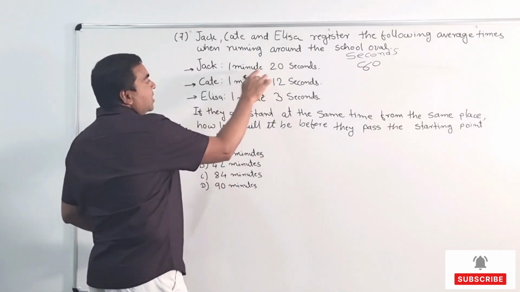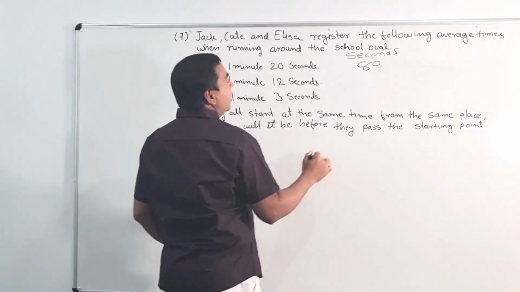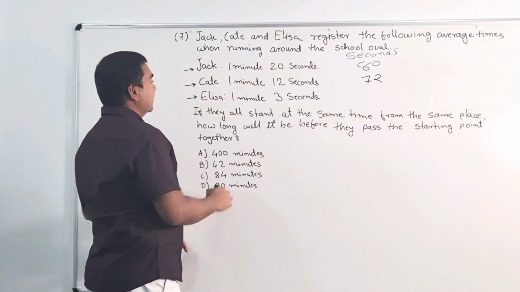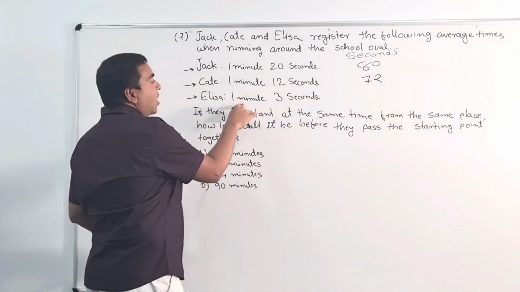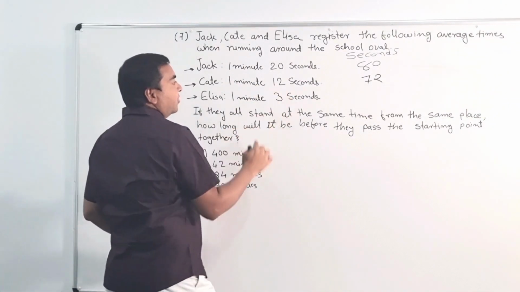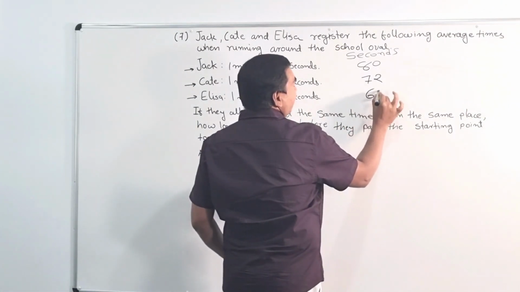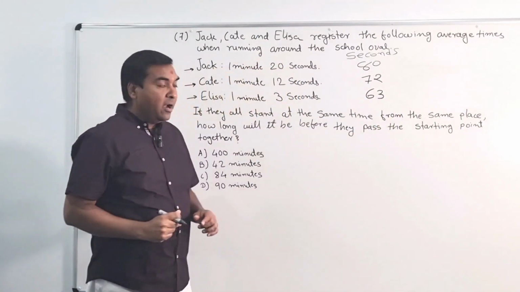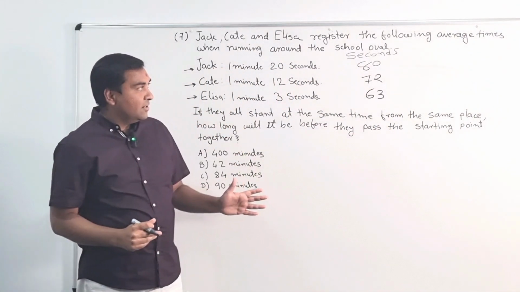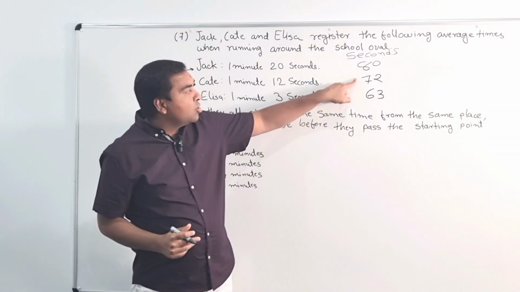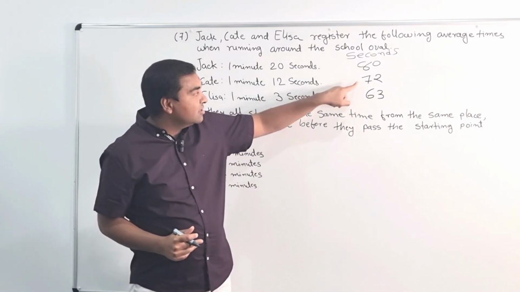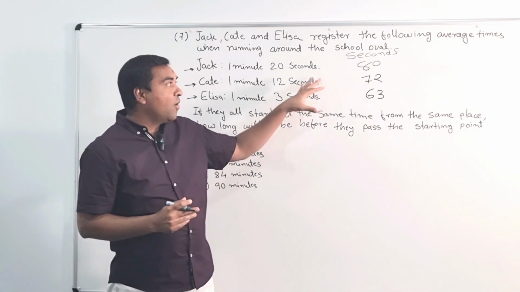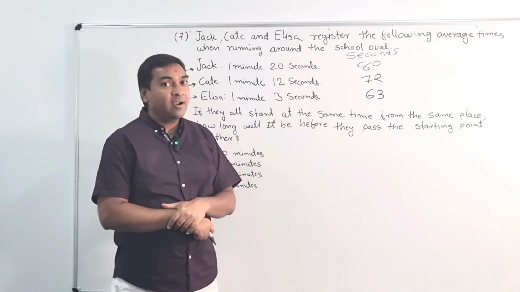Kate is taking 1 minute 12 seconds. So 60 plus 12 is 72. Kate is taking 72 seconds. Elisa is taking 1 minute 3 seconds. So 60 plus 3 is 63 seconds. So the times are 80, 72, and 63. Now my job is to find the lowest common multiple of these 3 numbers. That is the time they all are going to meet up again at the starting point.